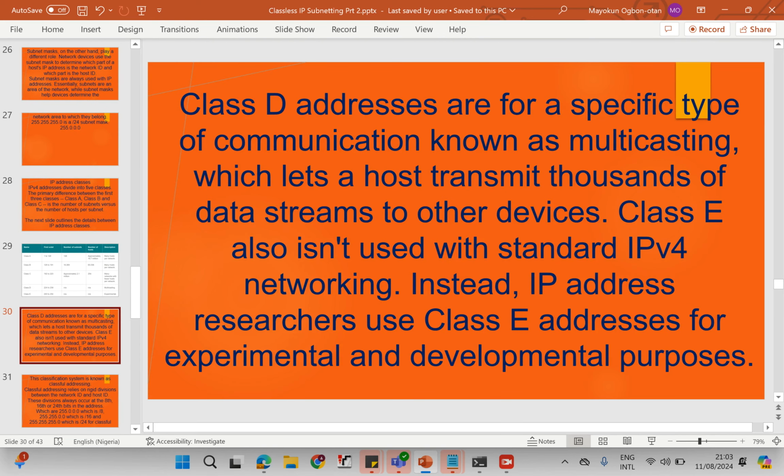Class D addresses are for a specific type of communication known as multicasting, which lets a host transmit thousands of data streams to other devices. Class E is not used with standard IPv4 networking. Instead, IP address researchers use Class E addresses for experimental and developmental purposes.